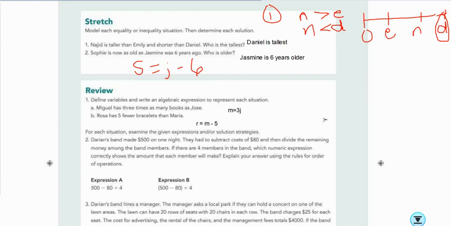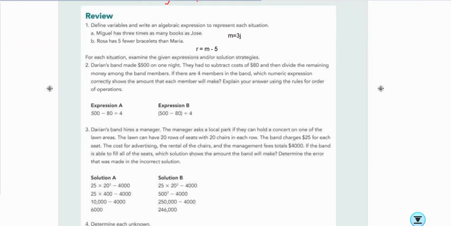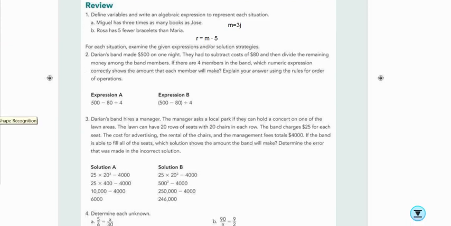Next question says, for each situation, examine and give expression and solution strategies. So if we read it, Darian's band made $500 on one night. They had to subtract the cost of $80 and then divide the remaining money by the band members. If there are 4 members in the band, which expression correctly shows this? So the one that is going to be the answer is going to be B.